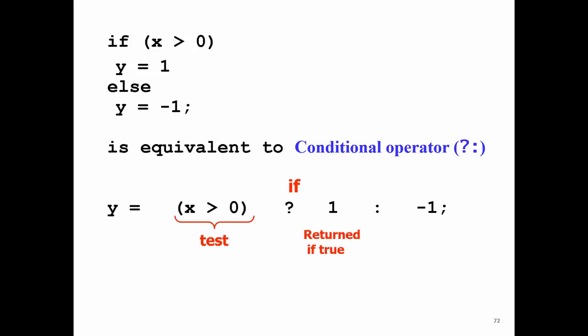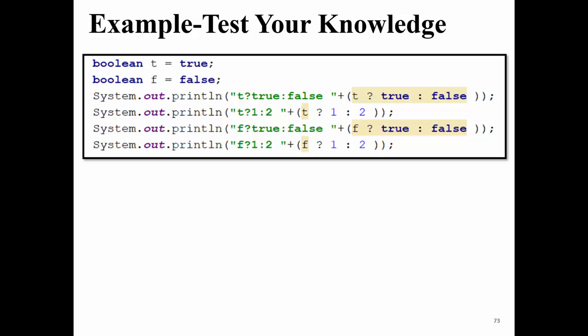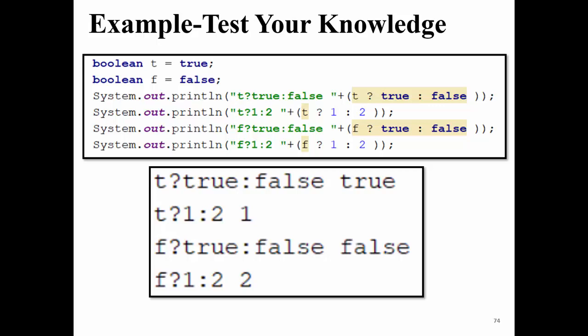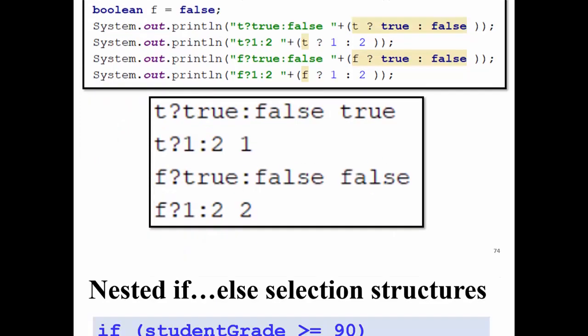Okay, so this is the test. This part is returned if it's true, and this is returned if it's false. Test your knowledge. What will be printed here? What's the first line printed from this code? True. The second is 1. If you ask whether f is true or false, f is false, so you're going to return 2. So you can see the conditional operator is very useful to compound the code. Rather than writing multiple lines, you can write them in one line of code.